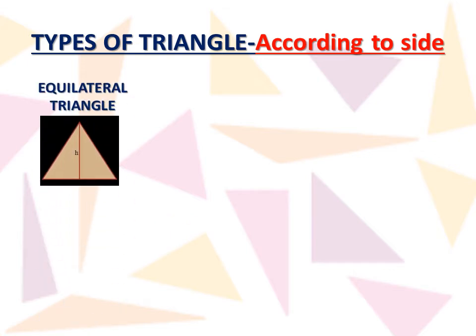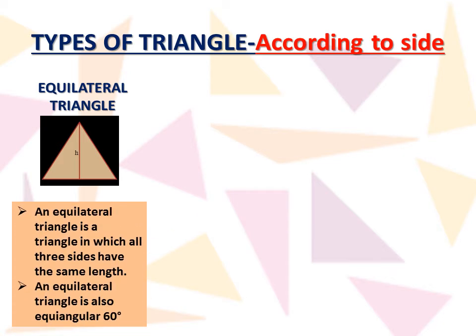Here in the picture, first we will be studying about the types of the triangle according to the sides. Now we will be considering the sides of the triangle. The first one we are seeing is the equilateral triangle. In the equilateral triangle, the three sides of the triangle are equal in their length, that is, equilength. That means an equilateral triangle is a triangle in which three sides have the same length.